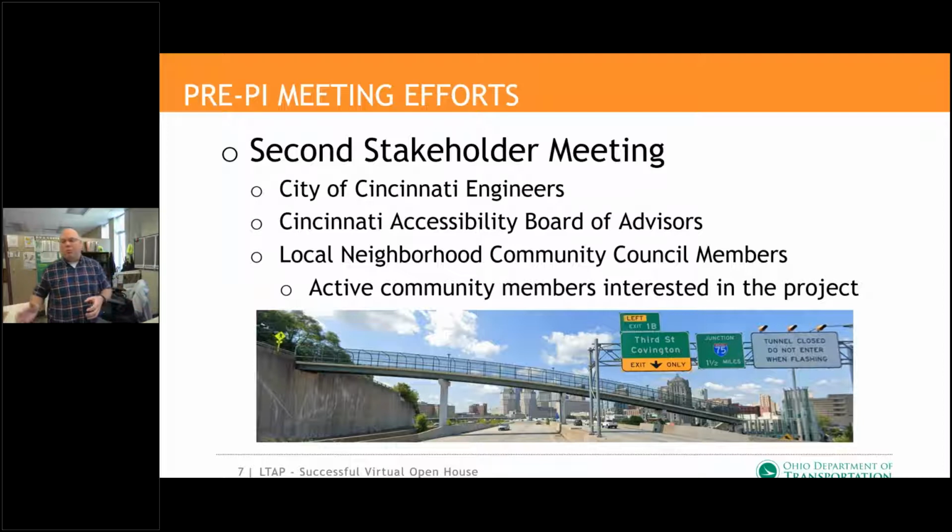From that first stakeholder meeting, we kind of got a good idea of what we wanted to go into our displays and how we're going to present to the public. On the image below, you can see this is the pedestrian bridge over the interstate itself.